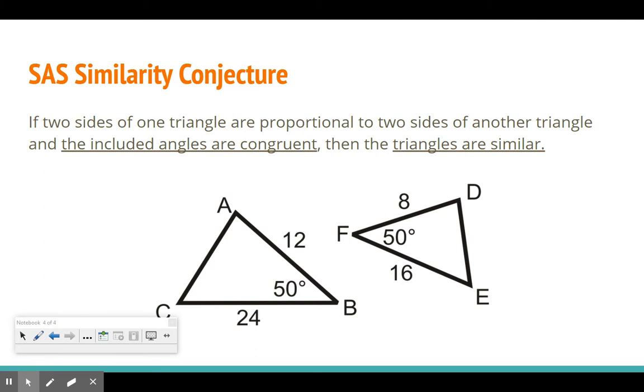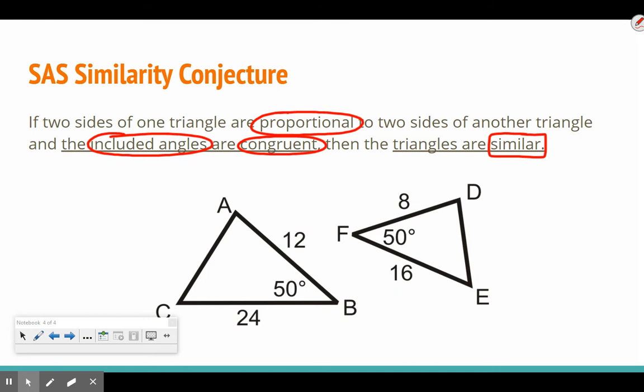Next, we have the side-angle-side similarity conjecture. The side-angle-side similarity conjecture says that if we know 2 of the sides are proportional, again, that word proportional, to 2 sides of another triangle, and we know that the included angles are congruent. So I'm picking out some keywords here. The 2 sides have to be proportional with the included angle, the angle that's between them, congruent. Then we can say that the triangles are similar.